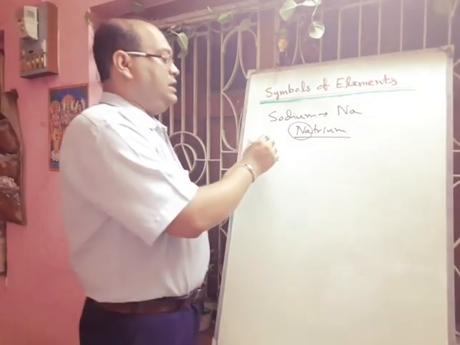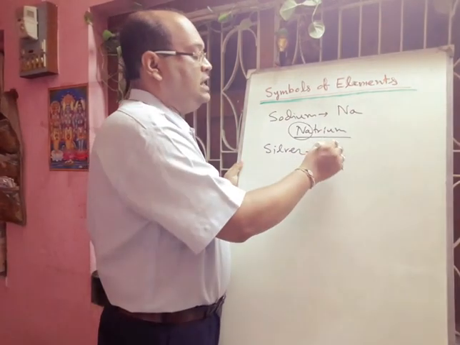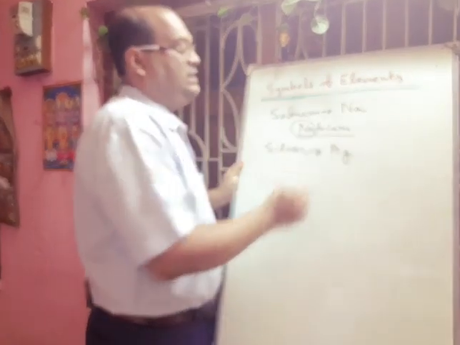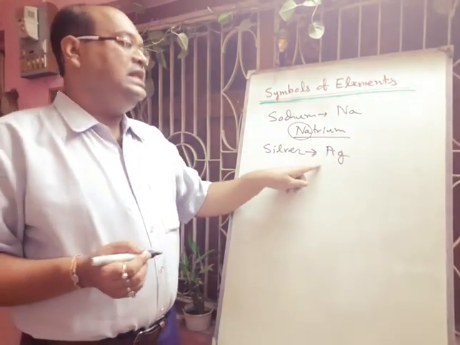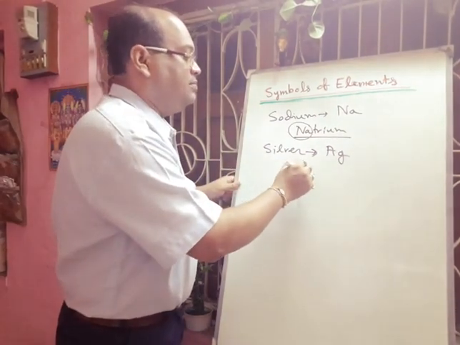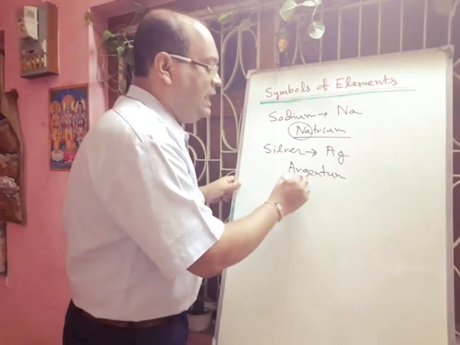Silver: its symbol is Ag, and it is also taken from the Latin name argentum. So here we have taken A and G.